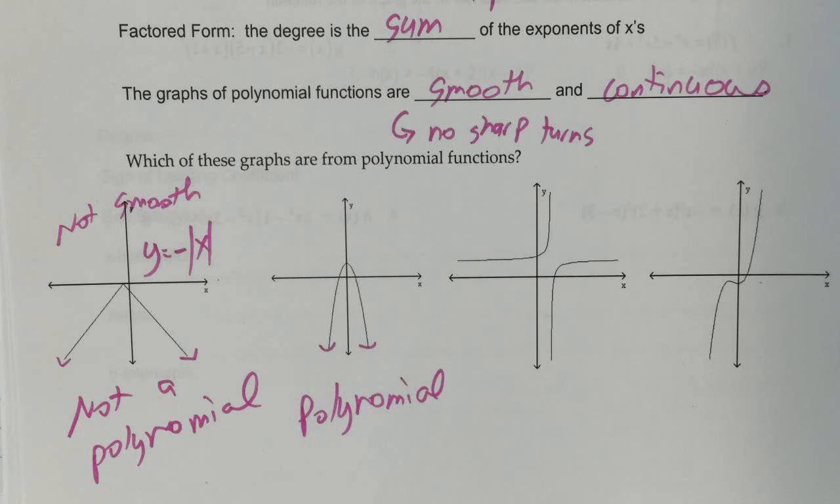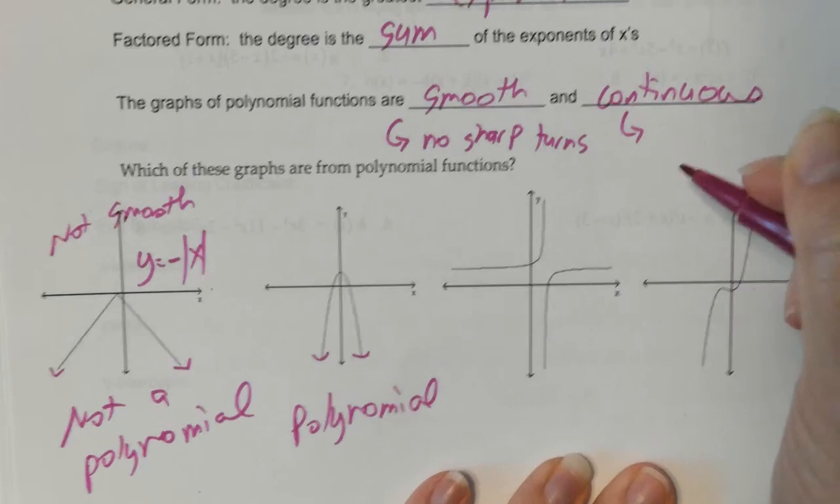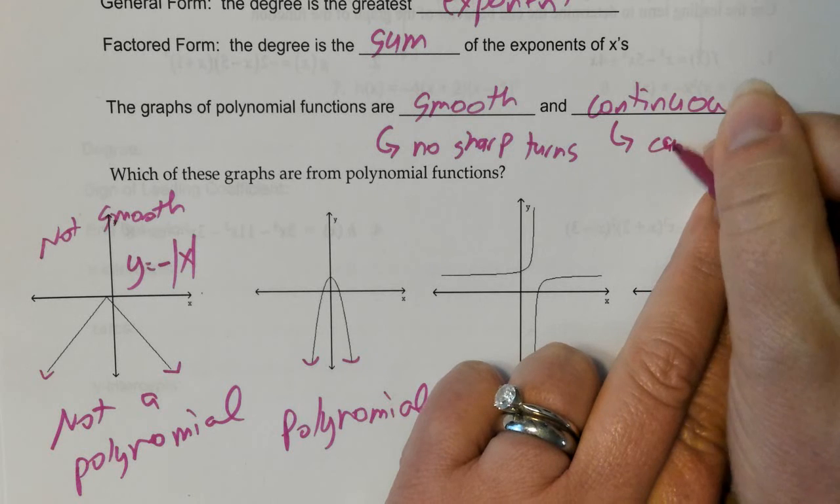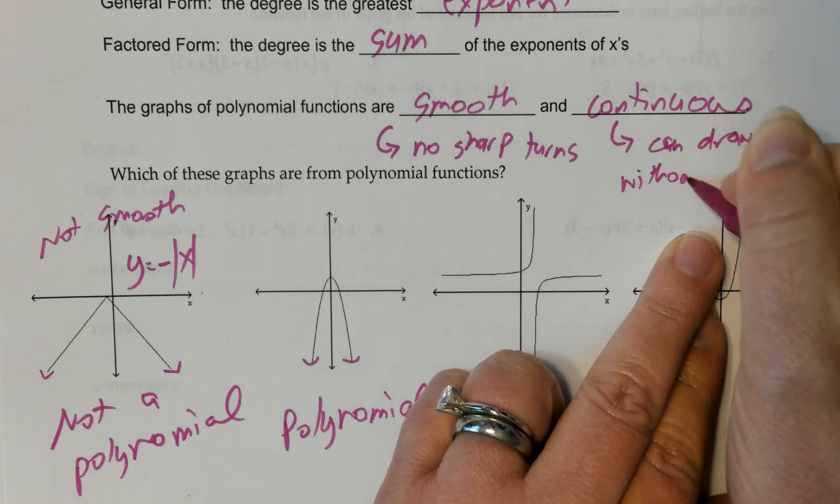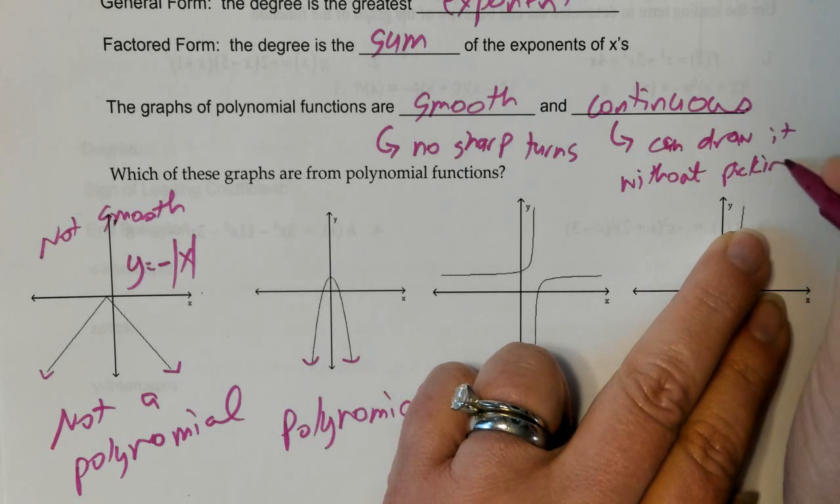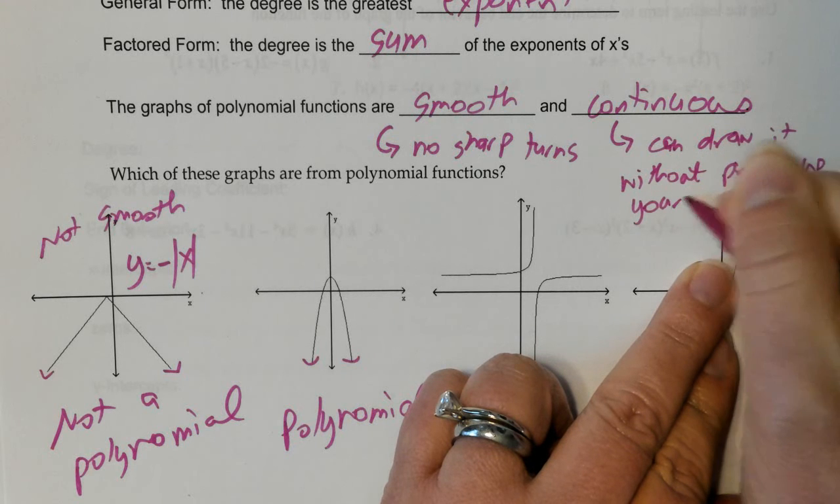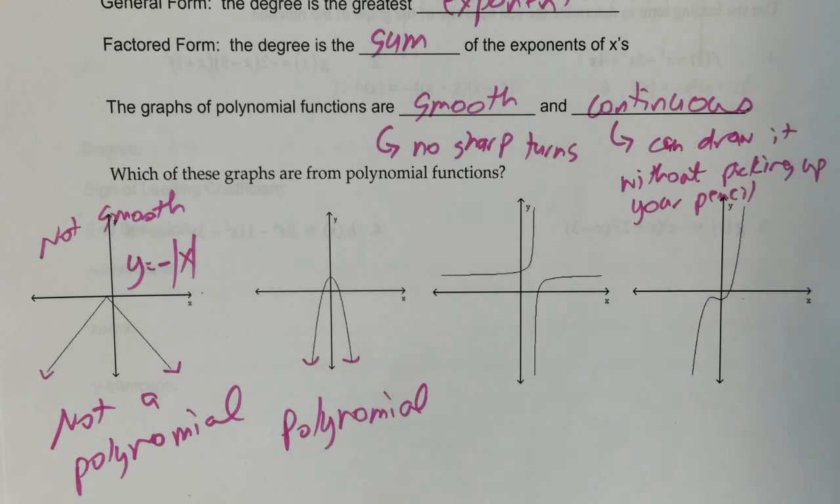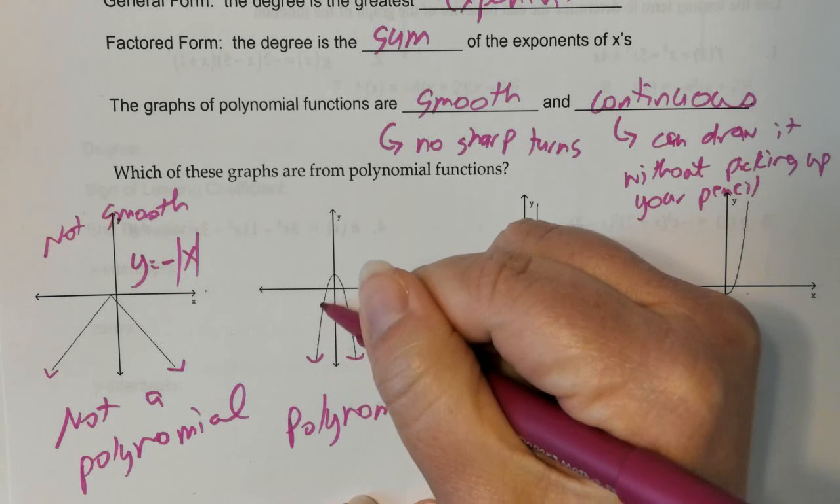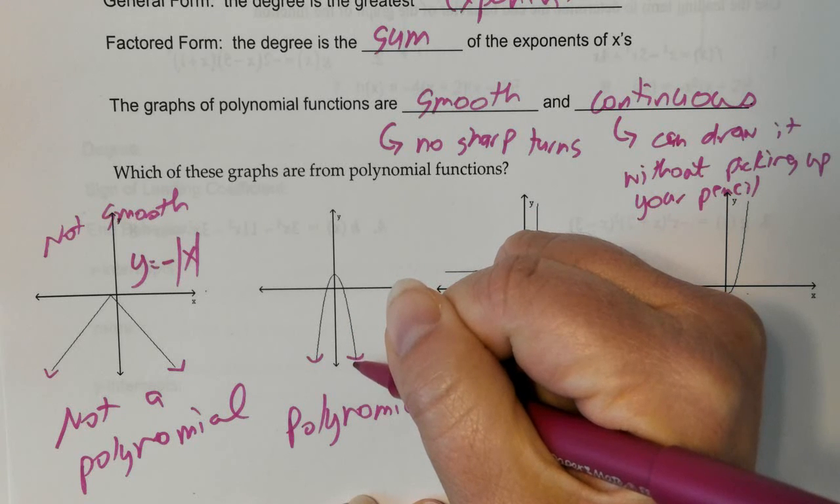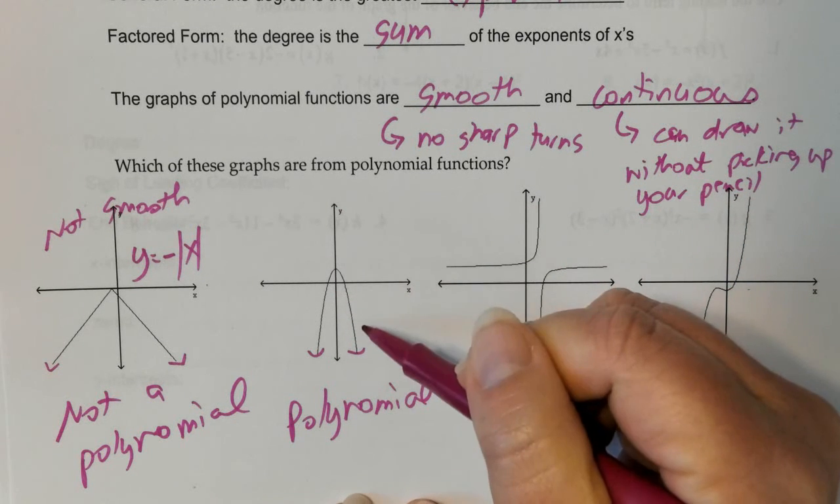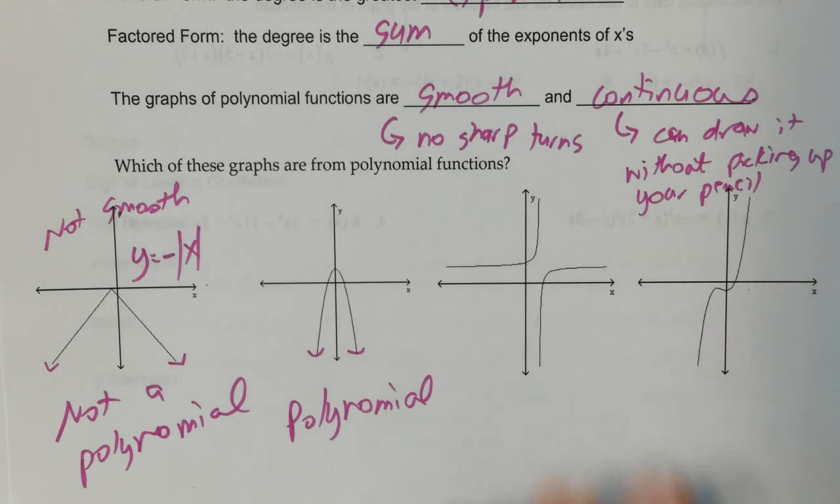And then let's talk about that word continuous. Continuous means that you can draw it without picking up your pencil. If you can draw it in one smooth motion without picking up your pencil, it's continuous. So notice I could draw this whole parabola here, this quadratic, in one motion without ever picking up my pencil. So it was smooth and it was continuous. It's a polynomial.